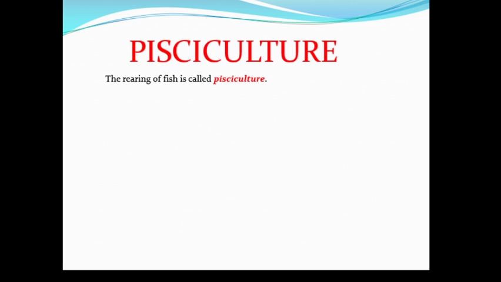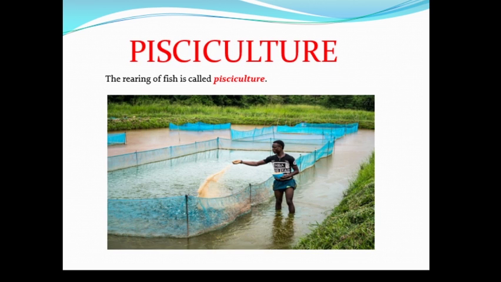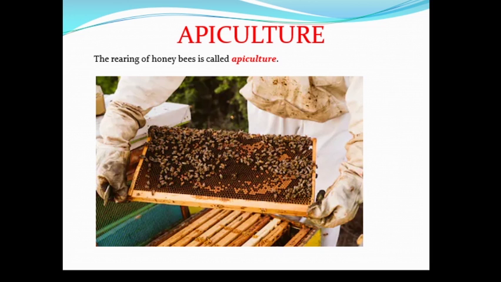Pisciculture. The rearing of fish is called pisciculture. Fishery is the farming of fish. The fish found in marine water are called sea fish or marine fish. Apiculture. The rearing of honeybees is called apiculture. It is done on a large scale in farms. Honeybees produce honey by sucking nectar of flowers, which is rich in minerals and sugars.